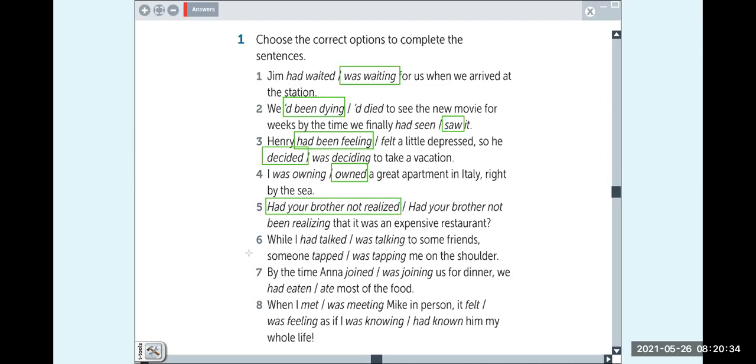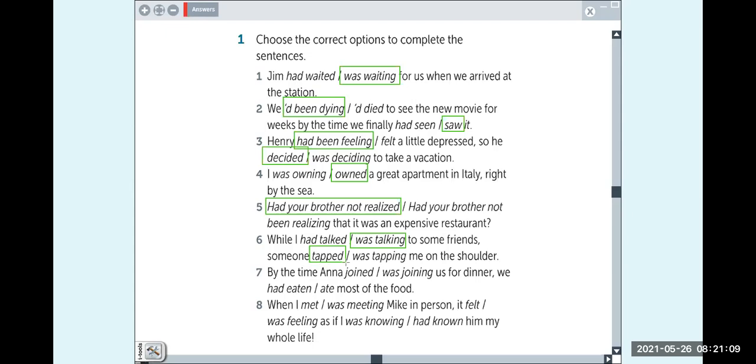Number 6, while I had talked or was talking to some friends, someone tapped or someone was tapping me on the shoulder. What do you think? Was talking. Tapped. Very good.